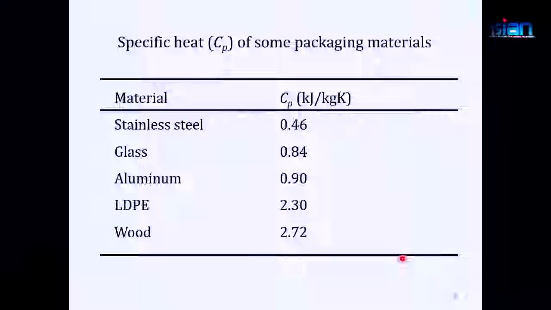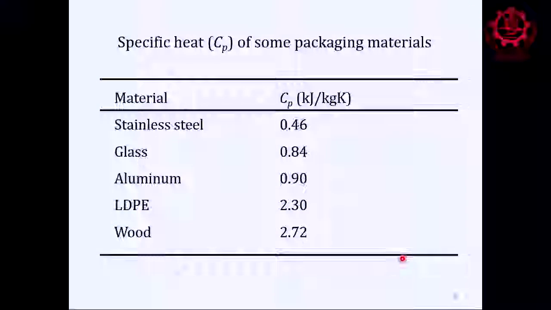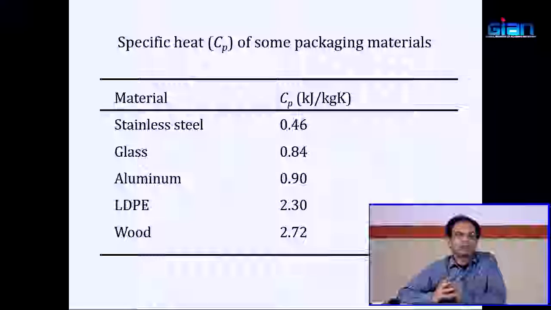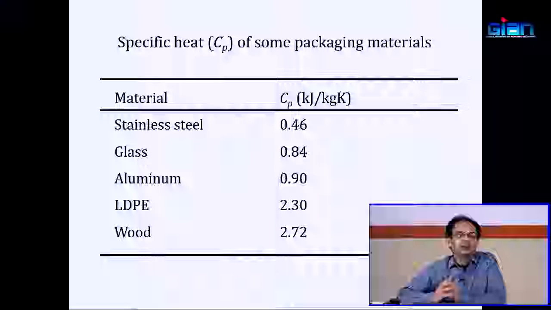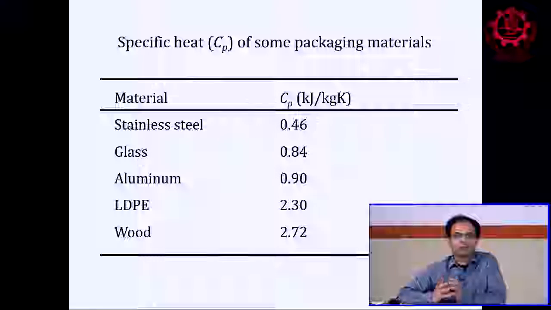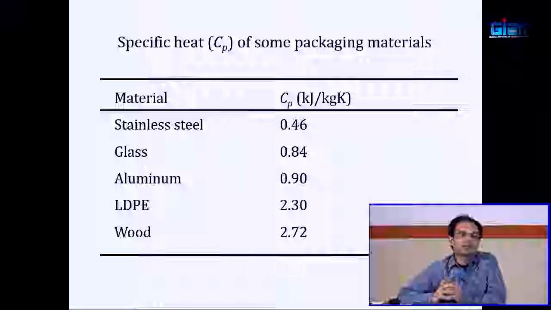So here it is showing you stainless steel, glass, aluminum, LDPE, and wood material. If you really look at stainless steel or metals, they have lower specific heat than wood, which is also a polymer, made of cellulose. Cellulose has a polymeric structure, and so does LDPE. Okay, and then you see that those polymeric materials have the higher Cp.